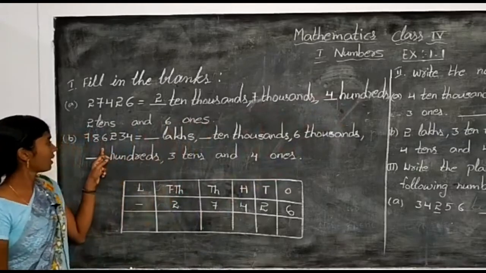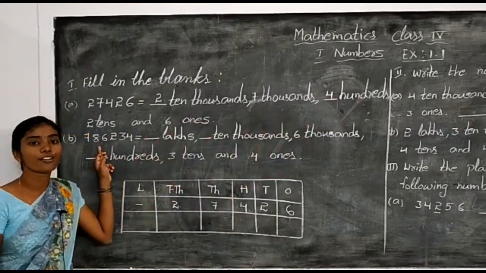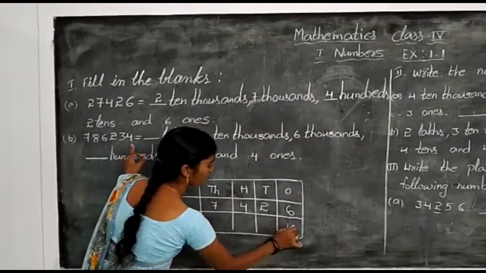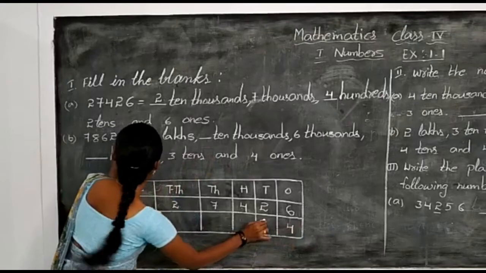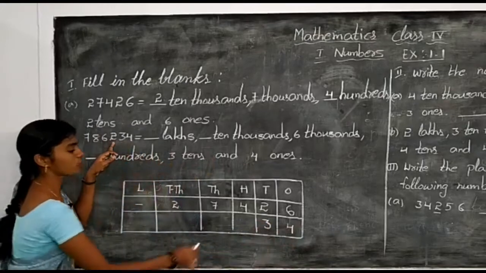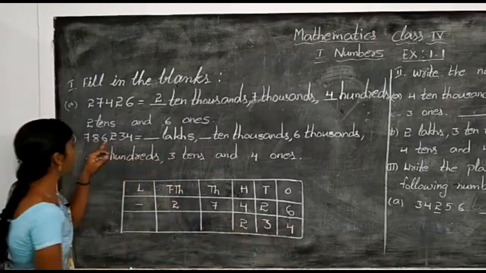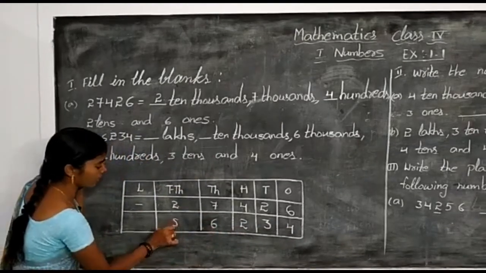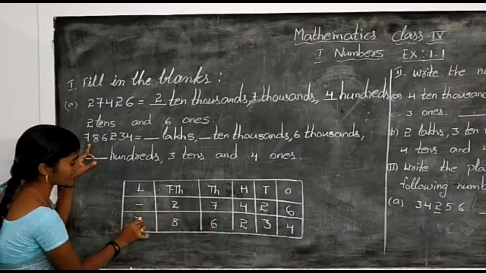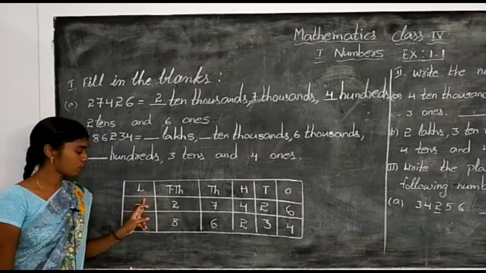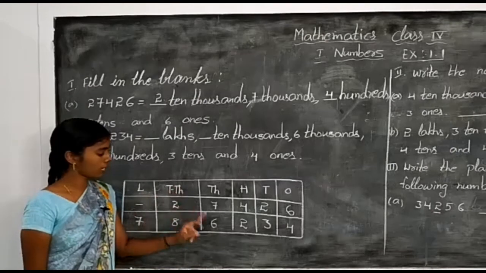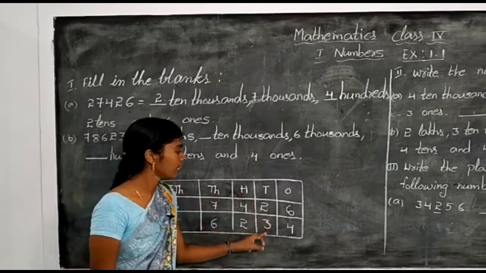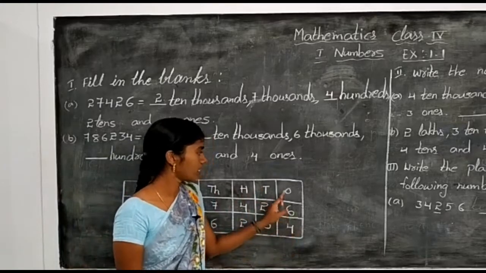Next, the second blank. Here numbers are there. You have to adjust them in the place value chart. In the ones place, which digit again? 4. In the tens place, 3. In the hundreds place, 2. In the thousands place, 6. Next, in the 10,000s place it is 8, and the last one is 7. Here 7 is in the lakhs place, 8 is in the 10,000s place, 6 is in the thousands place, 2 is in the hundreds place, 3 is in the tens place and 4 is in the ones place.